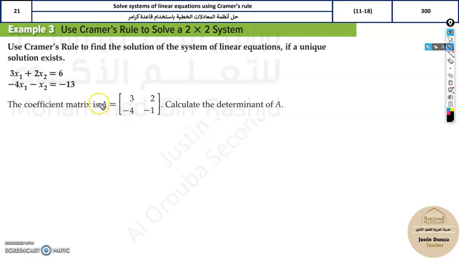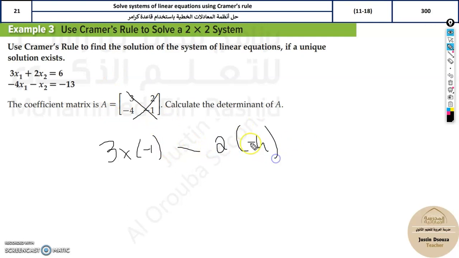Determinant, as we know, just write a diagonal. First start with this left side diagonal line, and it'll be 3 times negative 1 minus the right side diagonal line, that is 2 times minus 4. If you have forgotten the determinant, please go back to the previous video where the determinants was explained. Then solve this up. You will get the answer. 3 times negative 1 is minus 3, and minus minus becomes plus 8. So the answer is 5. So now we got the determinant as 5.